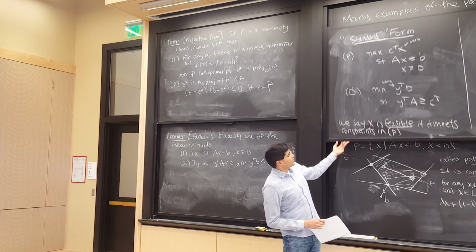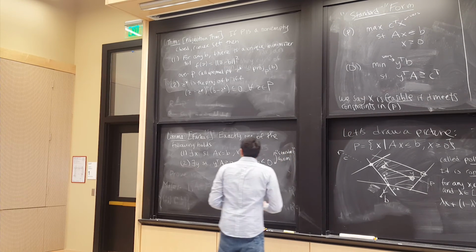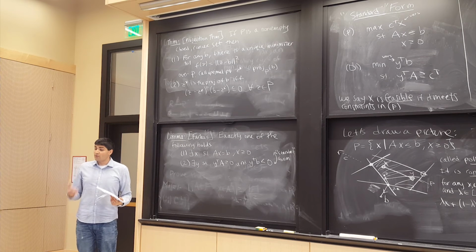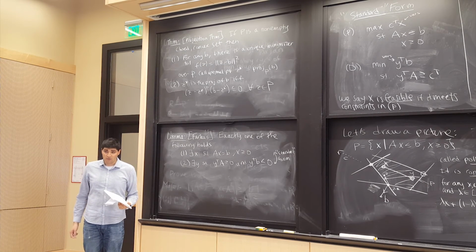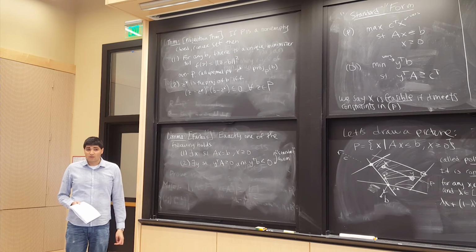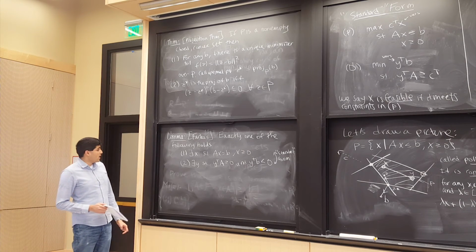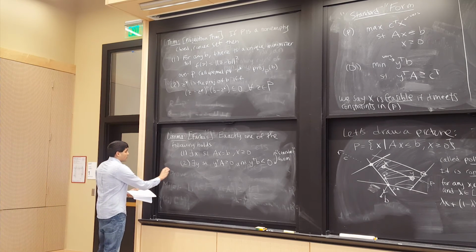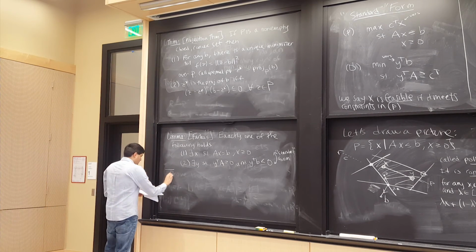But now what we're saying is that some version of Farkas' lemma is really just saying that in the standard form, if you plug in C equals all zeros, then either you're going to have a feasible solution for P or for D, and that you can't have both. So we're going to prove this lemma.